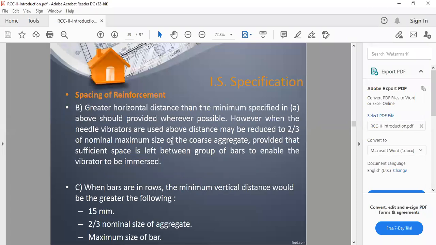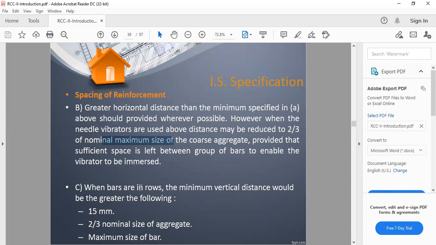Then the greater horizontal distance between the minimum specified in A should be provided wherever applicable or possible. However, when needle vibrators are used, the above distance may be reduced to two-thirds of the nominal maximum size of the coarse aggregate. So that's another one.